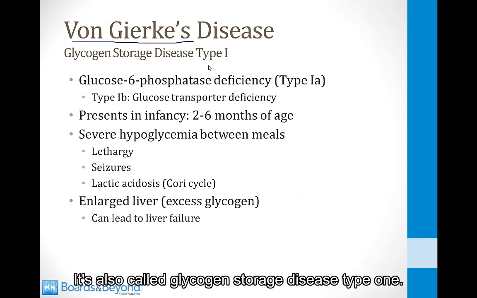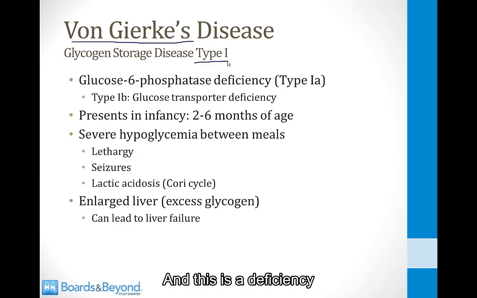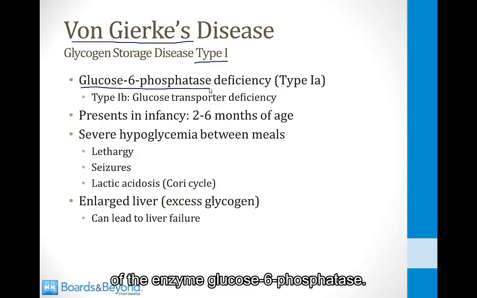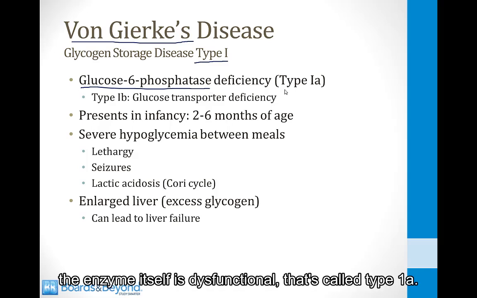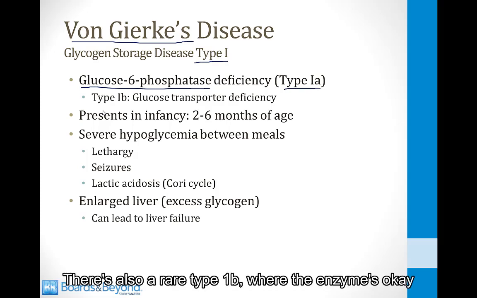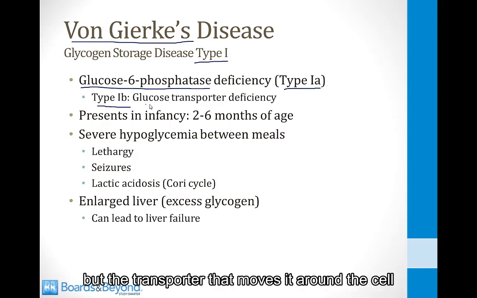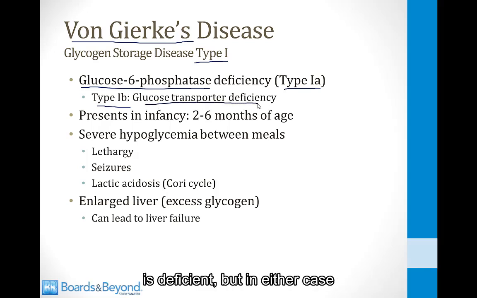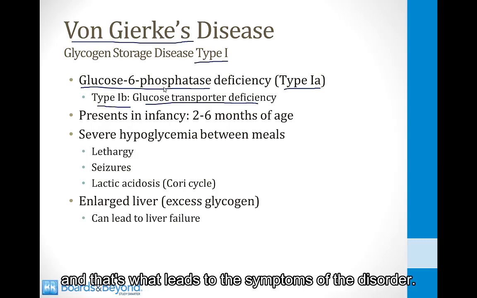It's also called glycogen storage disease type 1, and this is a deficiency of the enzyme glucose 6-phosphatase. For most children born with this, the enzyme itself is dysfunctional. That's called type 1A. There's also a rarer type 1B where the enzyme's okay, but the transporter that moves it around the cell is deficient. But in either case, the enzyme doesn't work properly, and that's what leads to the symptoms of the disorder.